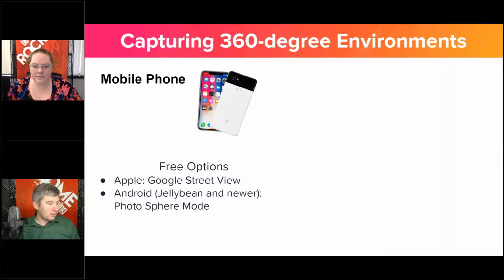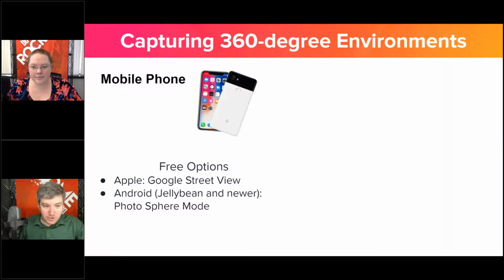If you're on an iPhone, you can get the Google Street View app, which is free and will capture these environments, and then it will save it. Actually, I think it emails it to you. Once you have it captured, it says, we'll stitch this together and email it to you as one picture. And then you email it to yourself, and that's free. If you're on an Android and you're running Jelly Bean or newer for the OS, you can use, on your phone, what's called Photosphere mode. It does the same thing. If your phone doesn't have Photosphere mode, you can also download the Google Street View app, which works great. So you can capture that way. And again, this is no additional purchase other than your phone.